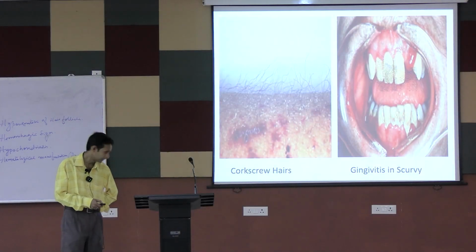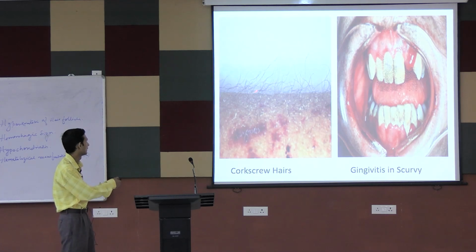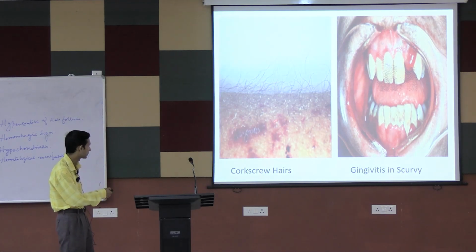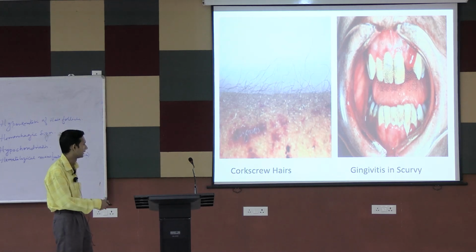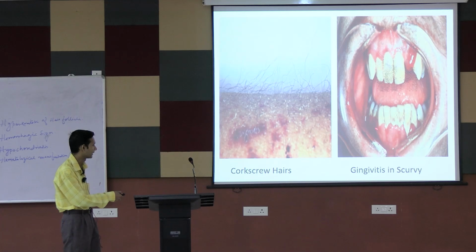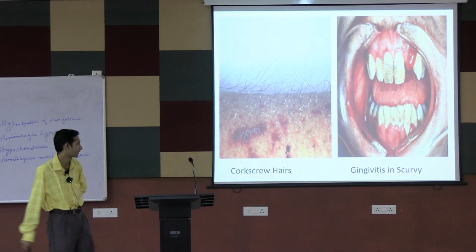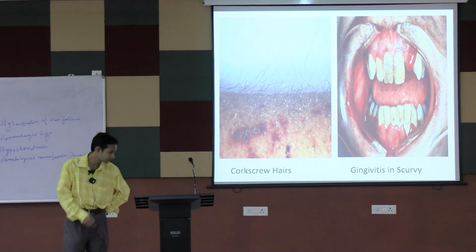This is a very important picture of the corkscrew hair, tortuous corkscrew hair with perifollicular hemorrhage. You can see the perifollicular hemorrhage and corkscrew hair. And in gingivitis, particularly hemorrhagic gingivitis, you can see there is hemorrhage, a recurrent and repeated attack of hemorrhagic gingivitis, and there is loss of tooth also. This is a very important clinical manifestation for vitamin C deficiency, scurvy.